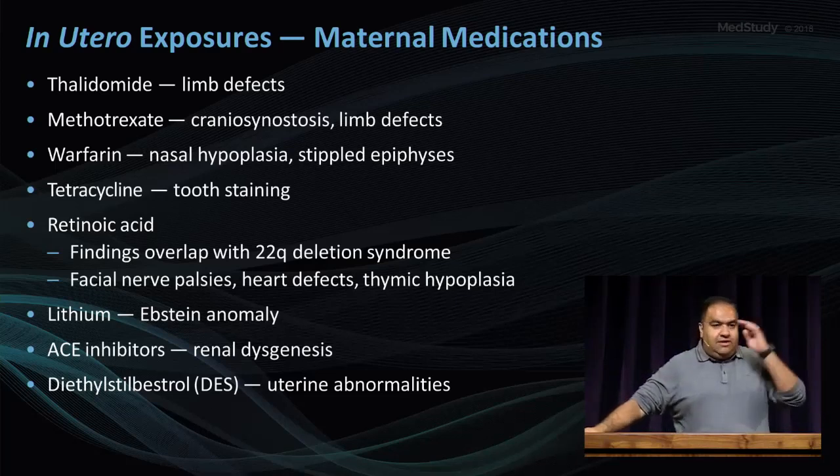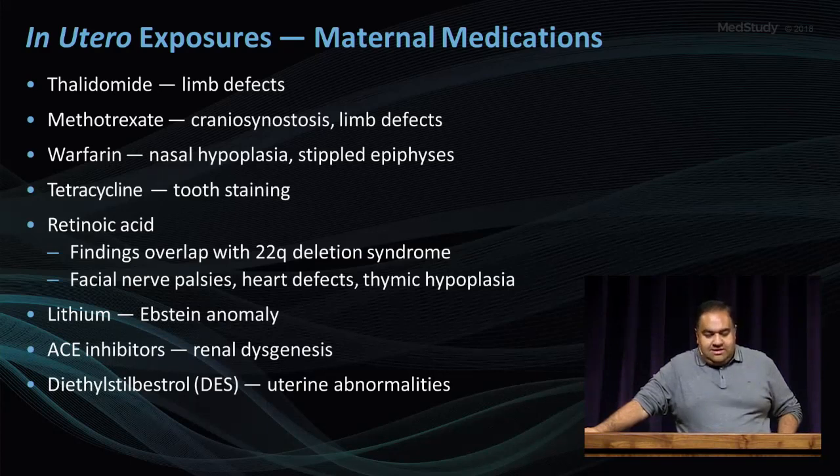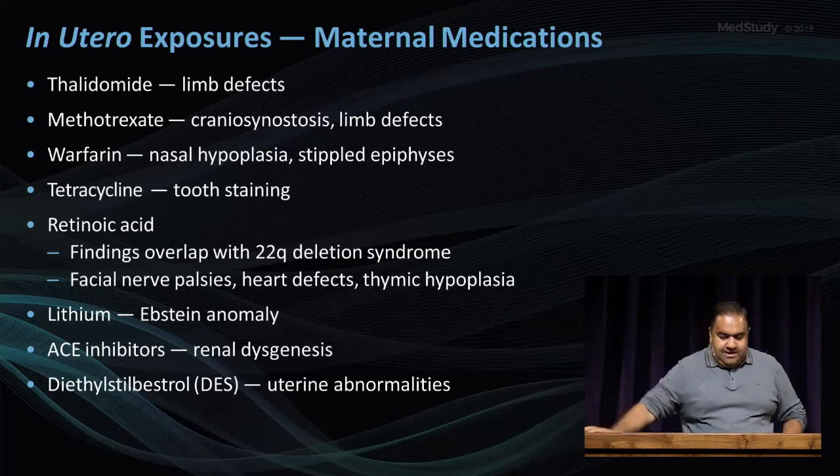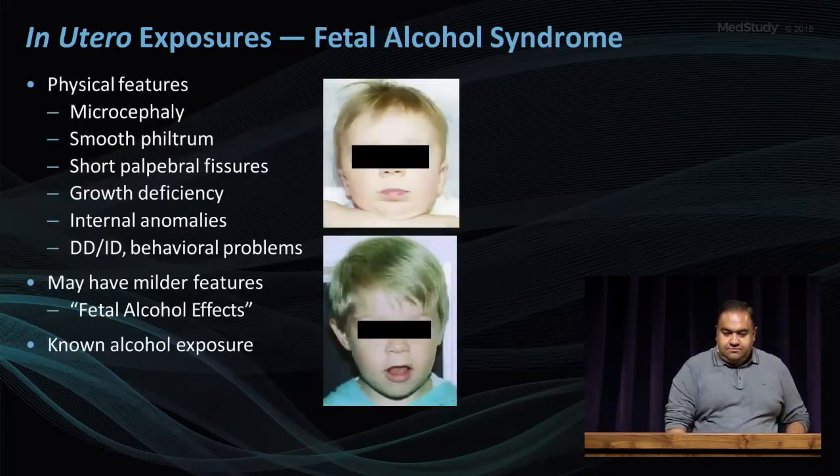ACE inhibitors, think renal, anything renal, oliguria, anuria, renal dysgenesis, and then diethylstilbestrol, DES. Usually this causes a lot of the sexual organ tract maldevelopment. So in the girls, it can cause vaginal adenocarcinomas, uterine and cervical abnormalities. In boys, microphallus, cryptorchidism, and testicular hypoplasia.